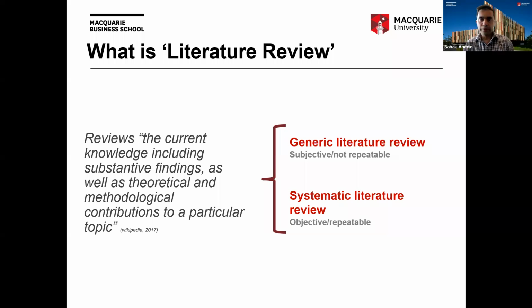Generally, what is a review? A review is about understanding the current knowledge, including substantive findings, as well as theoretical and methodological contributions to a particular topic. So I have divided this review into two groups: generic literature review and systematic literature review.